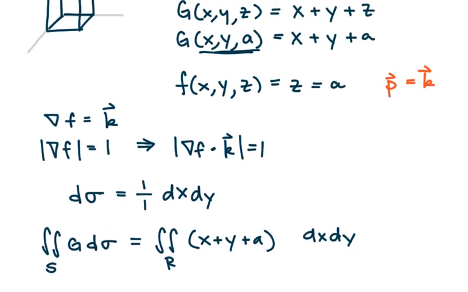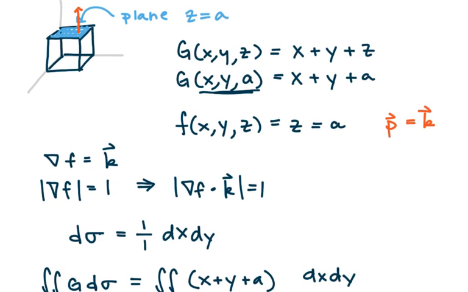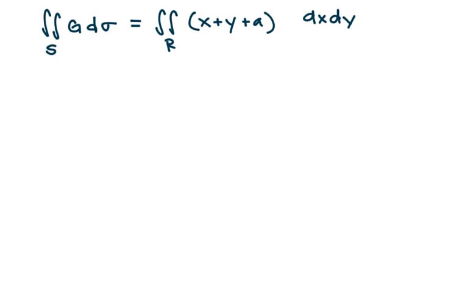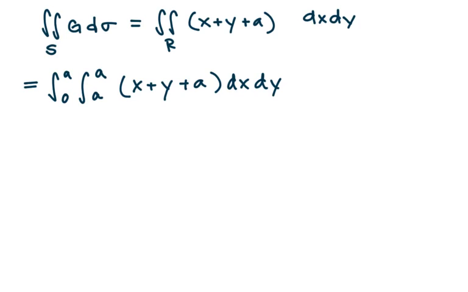My bounds, of course, we come up and look at our picture. My x value is going to go from 0 to this line a. Same with my y value, from 0 over here to a. So my final setup before I integrate is going to be 0 to a, 0 to a, x plus y plus a, dx dy. And I feel like that is pretty redundant for me to work through with you. We just have this one extra term here. So I'm going to work that out real quick.